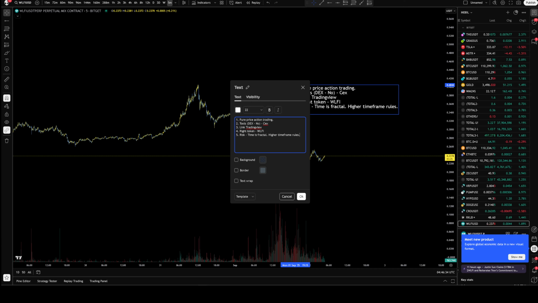But the other key thing there is that time is fractal. So you don't need to ask me how to trade on a 5-minute chart. It's absolutely no different to trading on a 1-hour chart or a daily chart. It just happens a lot faster. So the moves in general, therefore, are smaller, but again, that depends on finding the right token.